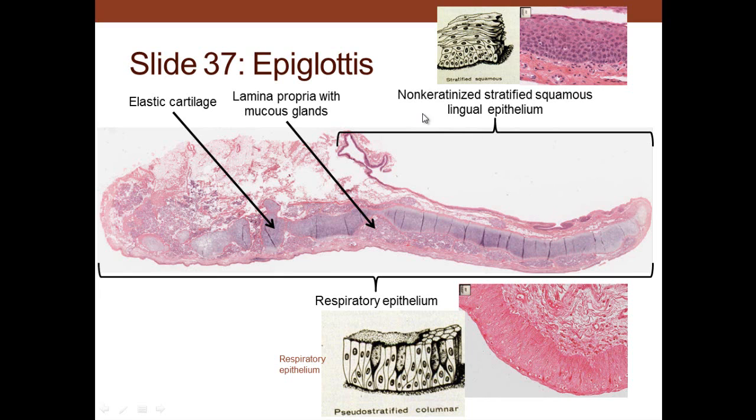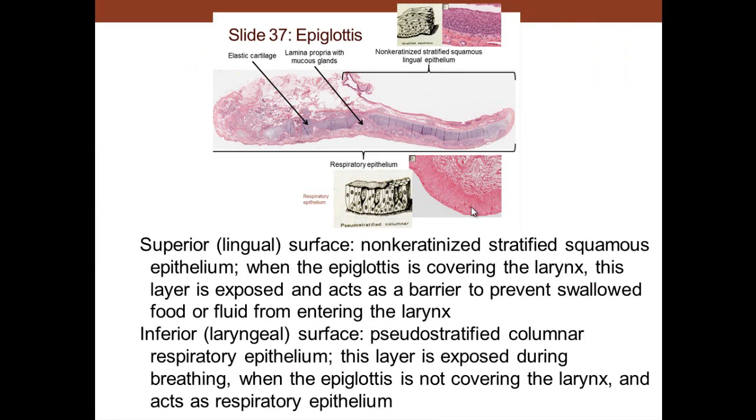On one side, you have non-keratinized stratified squamous epithelium, and that's the one that touches the oral cavity. On the other side of it, you have the respiratory epithelium. Remember, respiratory epithelium is pseudostratified columnar epithelium, as opposed to a stratified squamous epithelium, but it's non-keratinized, as we can see. That's elastic cartilage that we see.